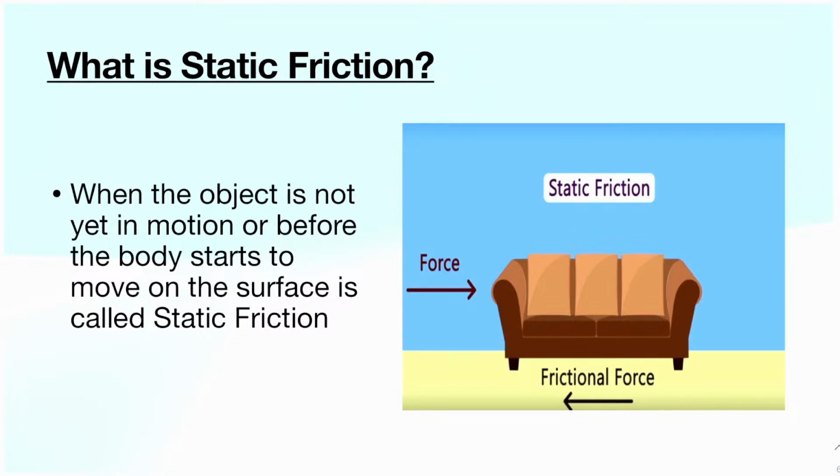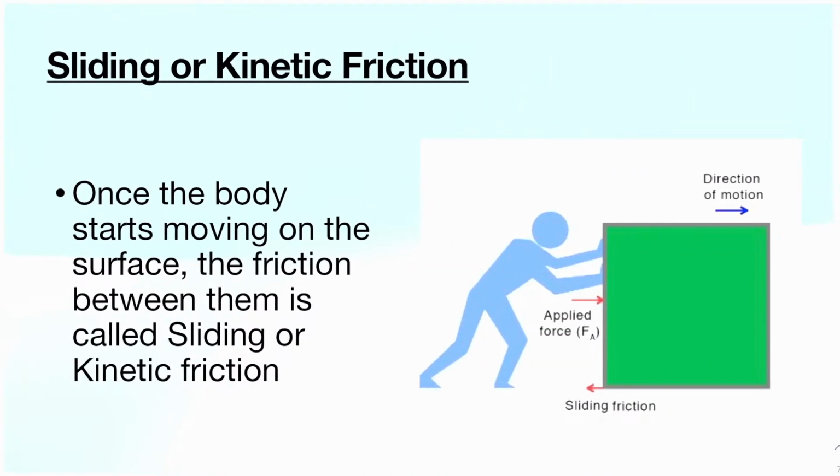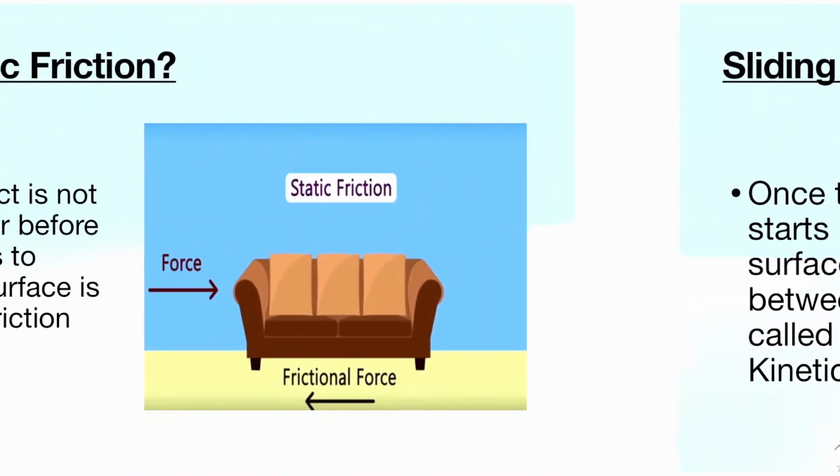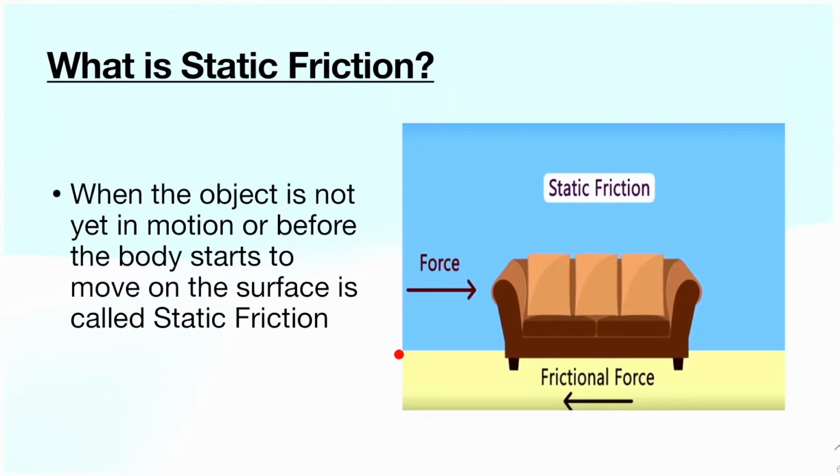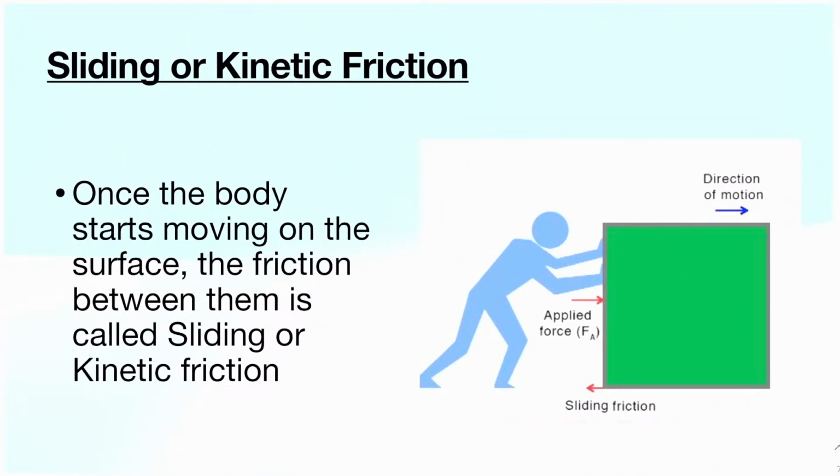Clear? All right. Let's move to sliding friction. Sliding friction, as you can see, the person is trying to move the object. Such a friction is called sliding friction or kinetic friction. When the body starts moving, such a friction is called kinetic friction. When the body has not moved but is ready to move, it is called static friction. But when the body has already started moving, it is called sliding friction or kinetic friction.